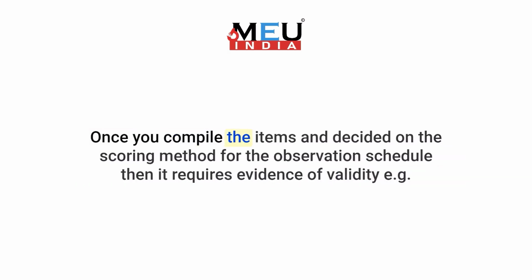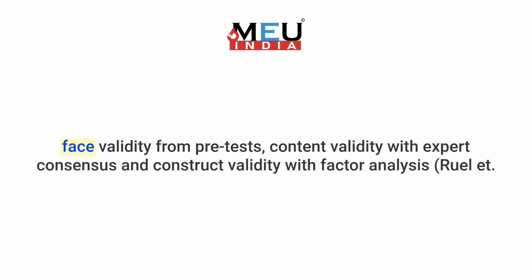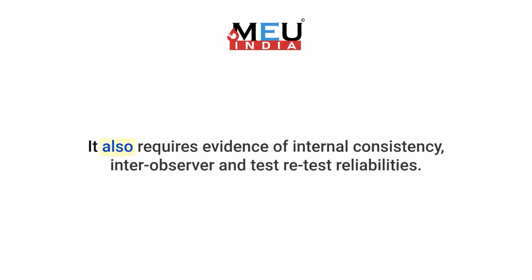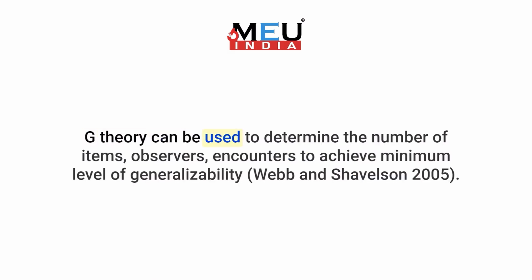Once you compile the items and decide on the scoring method for the observation schedule, it requires evidence of validity, e.g., face validity from pretests, content validity with expert consensus, and construct validity with factor analysis. It also requires evidence of internal consistency, inter-observer, and test-retest reliabilities. G theory can be used to determine the number of items, observers, and encounters to achieve minimum level of generalizability.